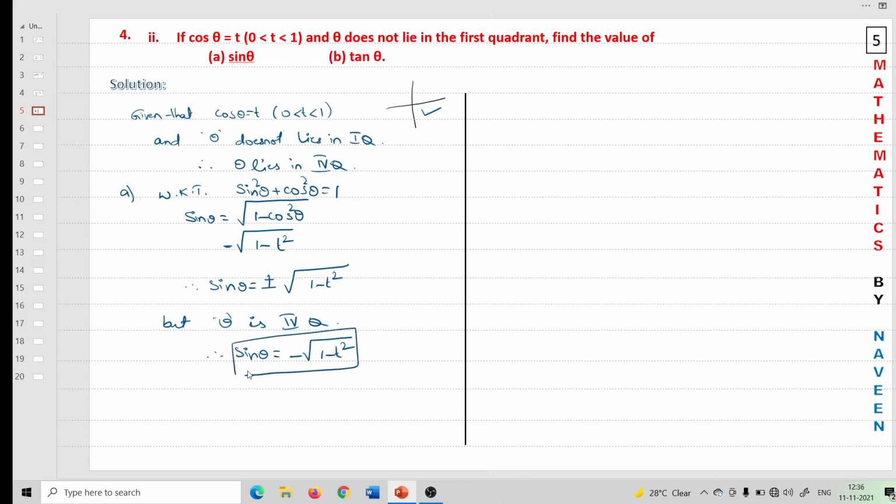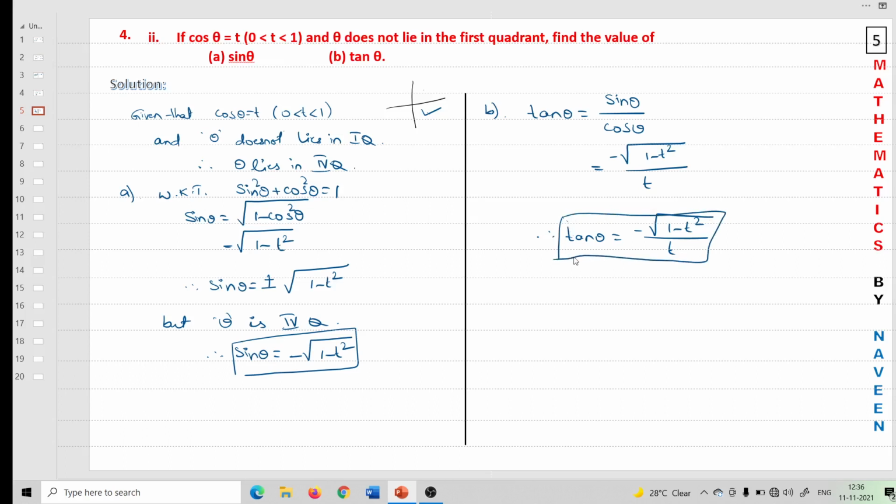Clear? Next problem. Tan theta we have to find. Tan theta is equal to, what is the formula in terms of sin and cos? Sin theta by cos theta. Substitute the values here. Sin theta value is minus root of 1 minus t square, by cos theta value, which is t. Therefore, tan theta is equal to minus square root of 1 minus t square by t. Right? So this is the tan theta value.